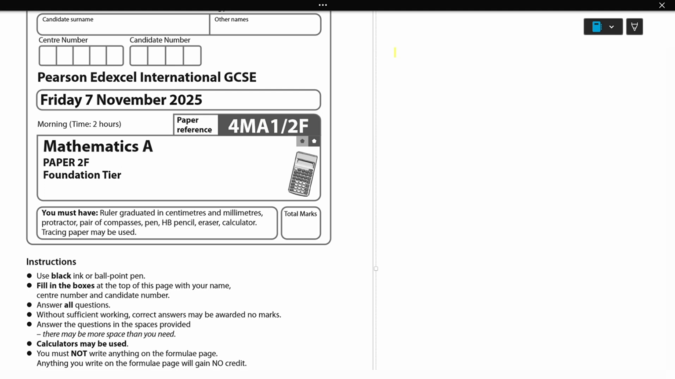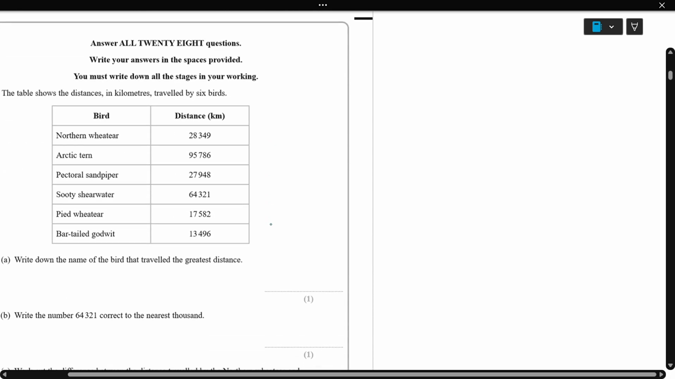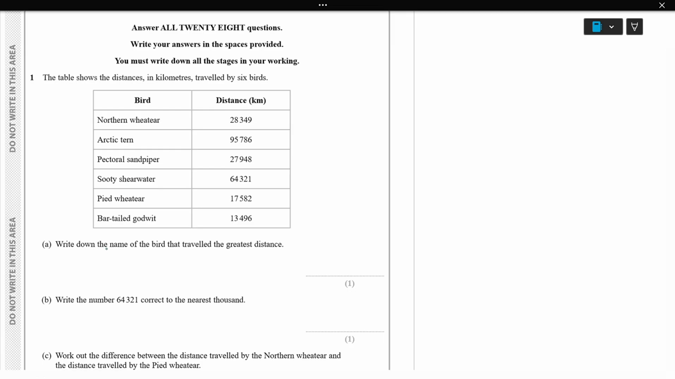Foundation tier paper 2, November 2025. Okay, let's go for the first question. The table shows the distance in kilometres travelled by 6 birds. The first part: write down the name of the bird that travelled the greatest distance. So the greatest distance is going to be this one.